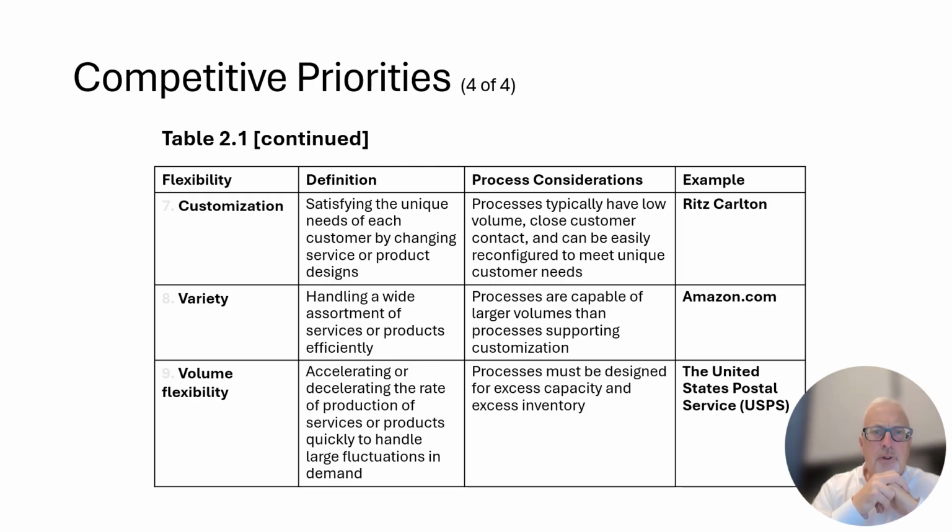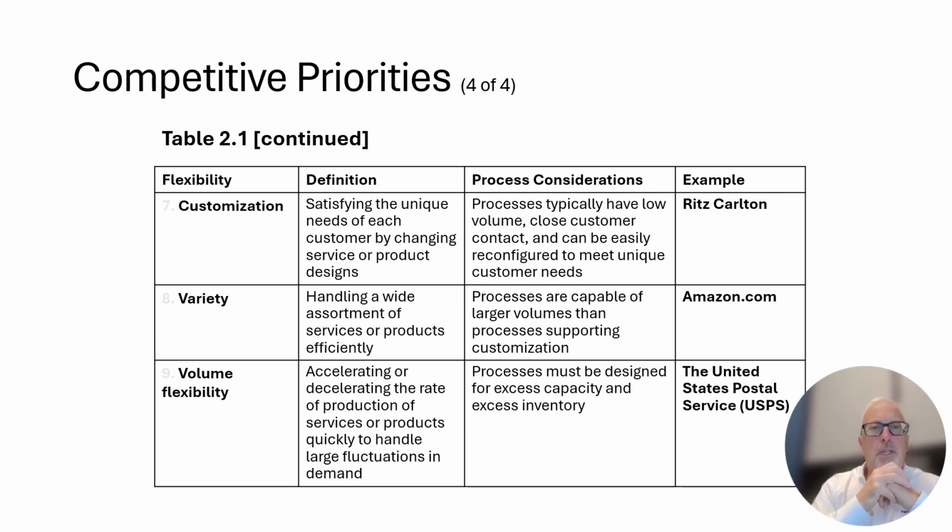And then finally, volume flexibility: accelerating or decelerating the rate of production of services or products quickly to handle large fluctuations in demand. That's going to take a very unique operation. It says the United States Postal Service here. That one's a little harder to come up with an example of.